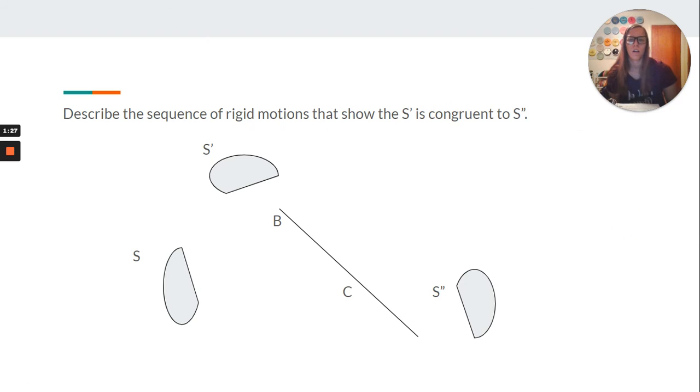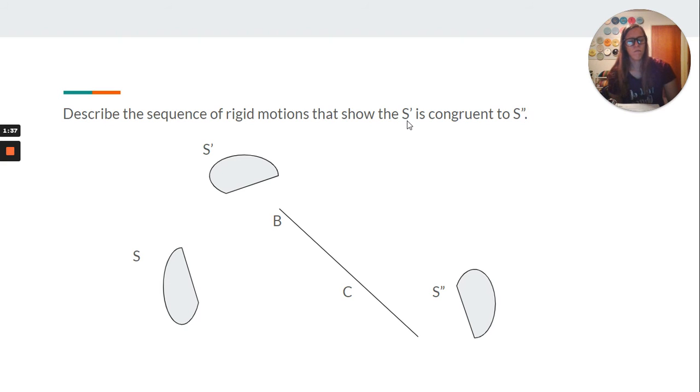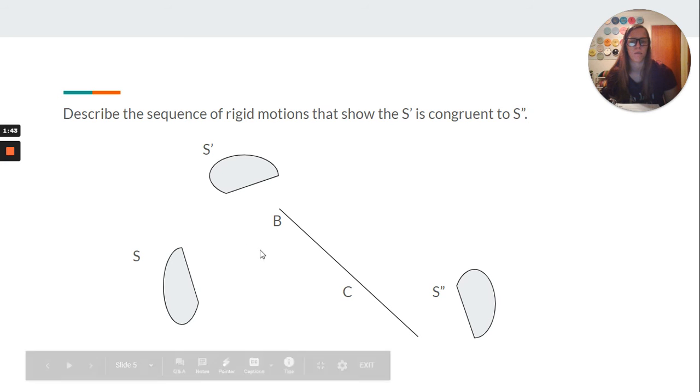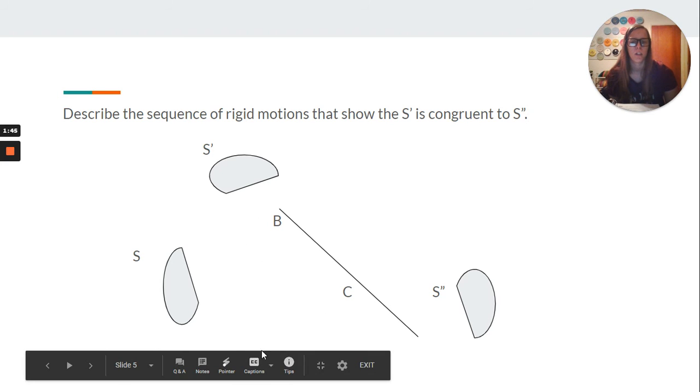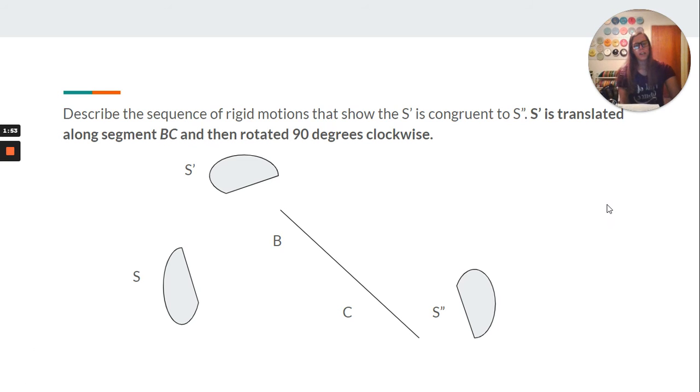Okay, what about the next part? So here we have S apostrophe and S double apostrophe. So it says describe the sequence of rigid motions that show this one is congruent to this one. Now notice our segment changed, BC. So our other segment was here. Now we have one here. So again, it gets moved along the segment, but it gets rotated again. Okay.